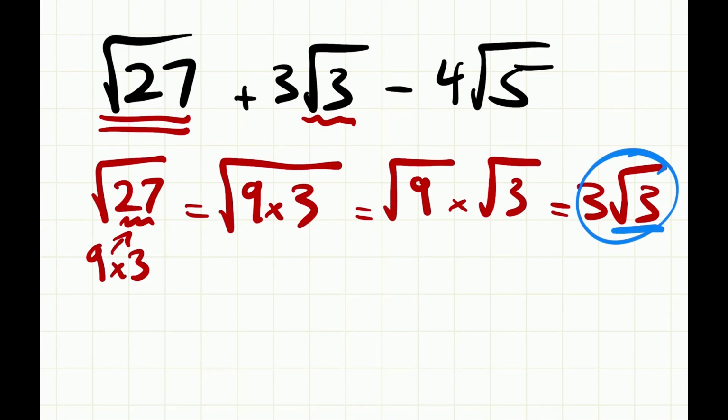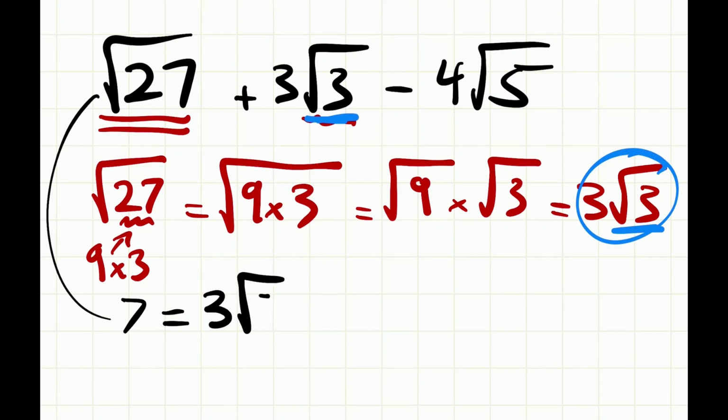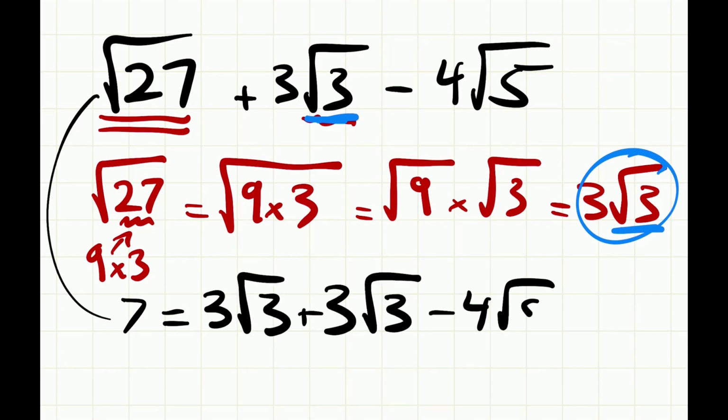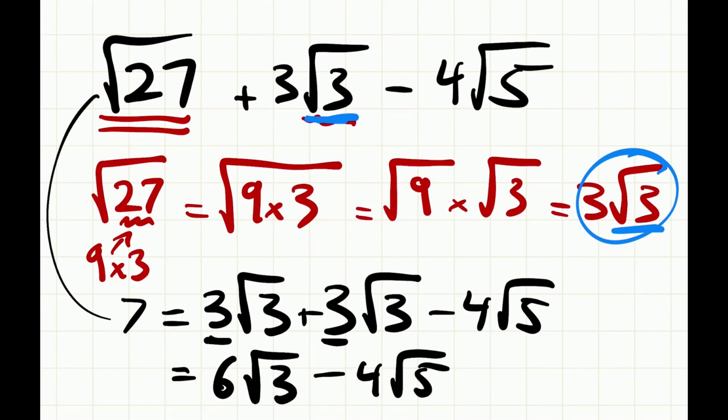This also has a root 3, just like our 3 root 3 here. So let's move on from here. Instead of root 27, we're going to write 3 root 3 plus just the rest, 3 root 3 minus 4 root 5. Then simplify down, add our coefficients. So we have 6 root 3, and then we're left with minus 4 root 5.